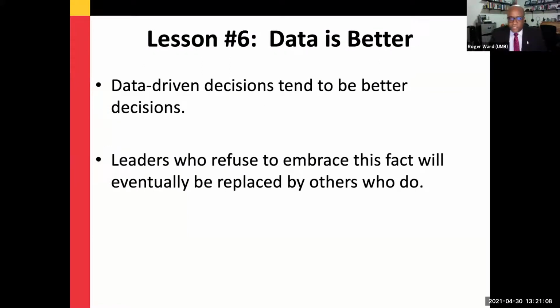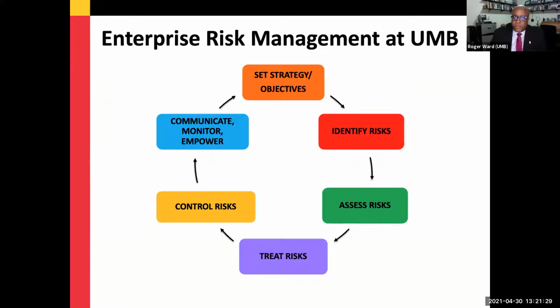And then, of course, the final lesson that I've learned along the way as the chief strategist here at the university is data is better. And by that, I mean data-driven decisions tend to be better decisions. And leaders who refuse to embrace this fact, of course, will eventually be replaced by others who do. You can't be successful in this environment where there is so much risk to every decision that we make that you don't seek to use data and rely on data and embrace data in a compelling and effective way.